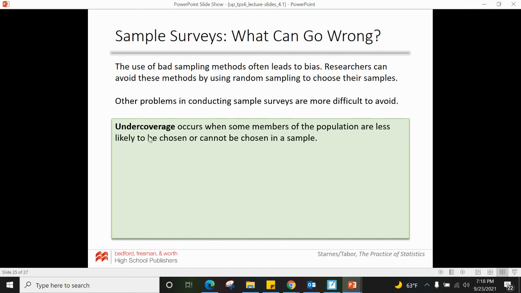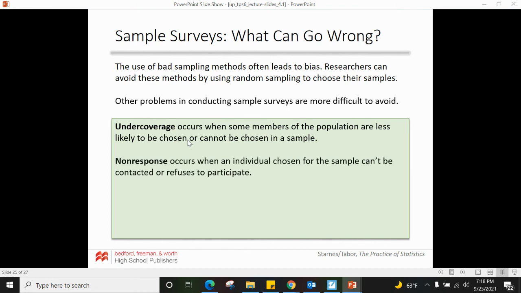So that's one thing you don't want to happen. The next is non-response bias. This happens after you've already conducted your sample. You've chosen the 100 people you're going to sample, and now you go and survey them, and now an individual doesn't want to be sampled, or they can't be contacted, or they refuse to participate.